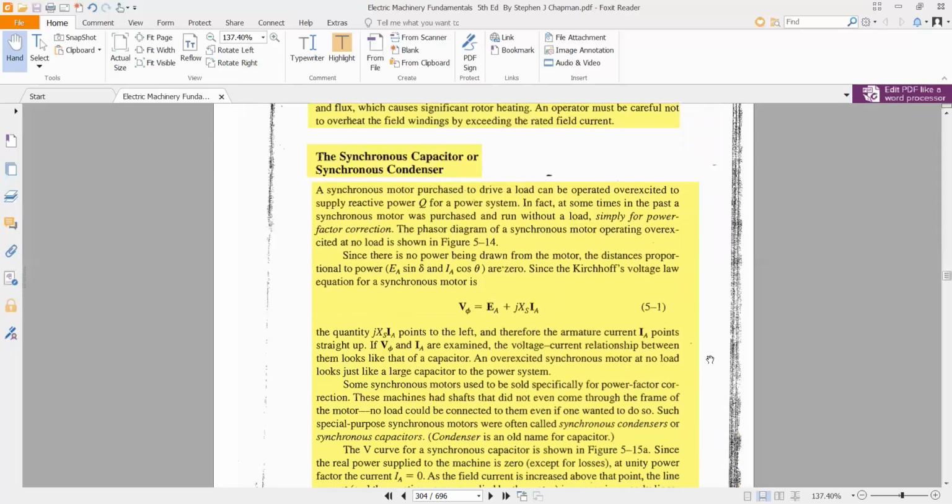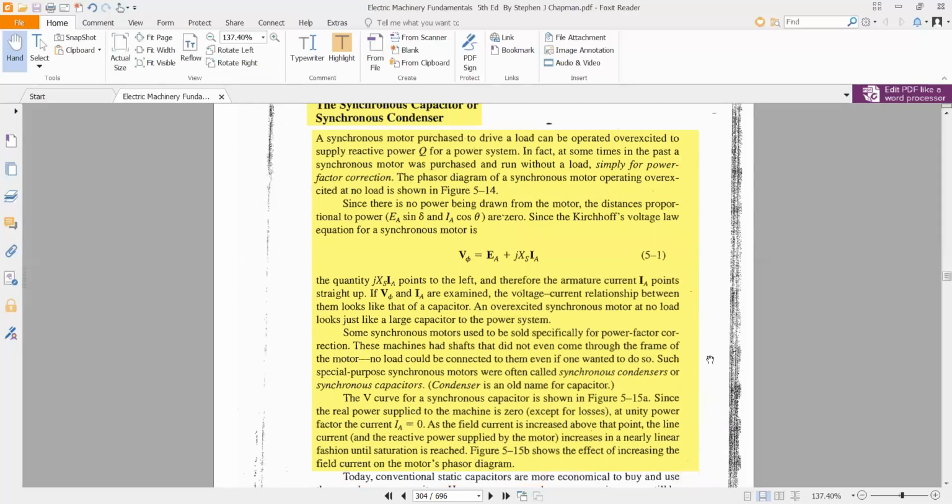Synchronous capacitor or synchronous condenser. A synchronous motor which is purchased to drive a load can be operated in overexcited condition to supply reactive power for the system. In fact, in the past, sometimes synchronous motors were purchased and run without a load simply for power factor correction.